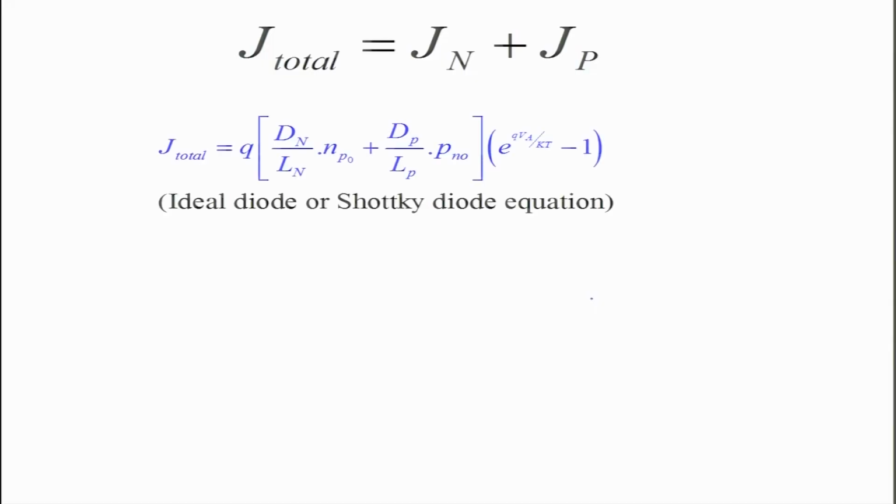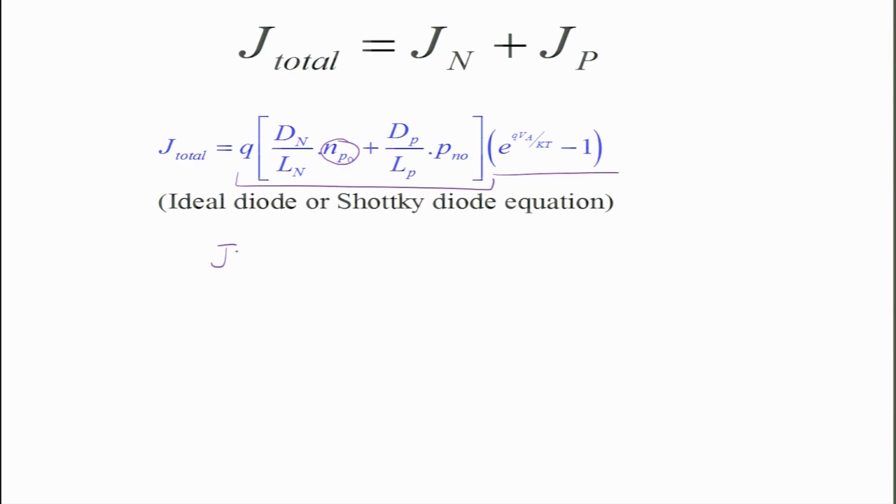Now you need to just sum them up. When you sum them up, J total is equal to Jn plus Jp, which is q into Dn by Ln into Np naught plus Dp by Lp into Pn naught. You can see that Np naught and Pn naught are equilibrium concentrations; Dn by Ln is the diffusivity divided by diffusion length for electrons, and Dp by Lp is for holes, into a factor exponential of qVa by kT minus 1. You can see that the prefactor has no bias dependence.